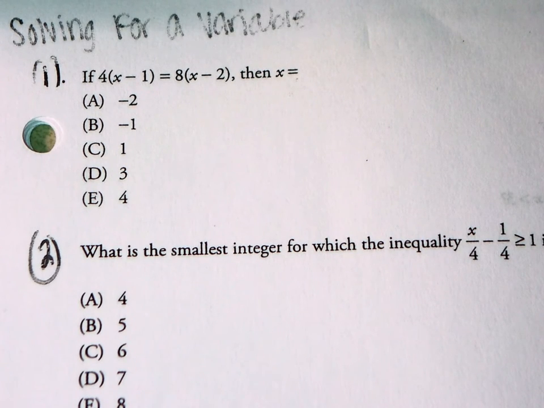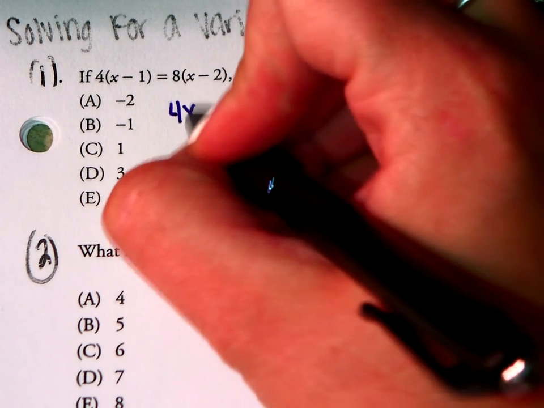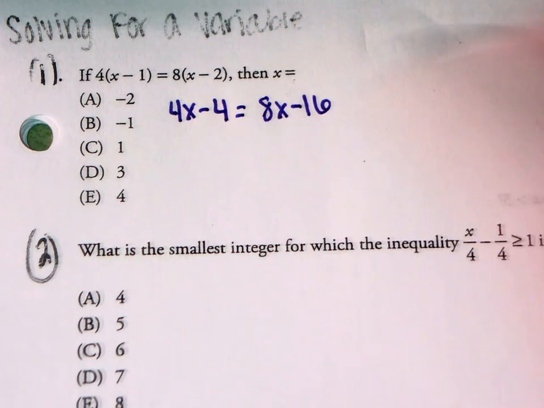Okay, so solving for a variable. Number 1, if 4(x - 1) = x(x - 2), then x equals blank. The first thing you want to do is go ahead and distribute. So we'll get 4x - 4 = 8x - 16.